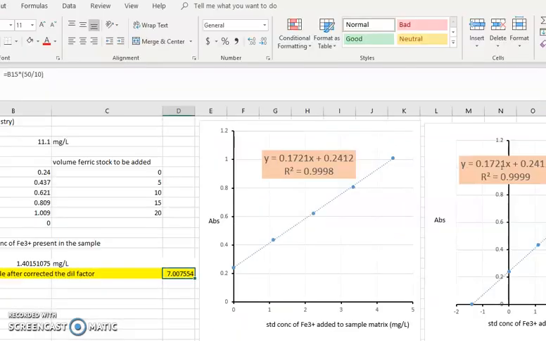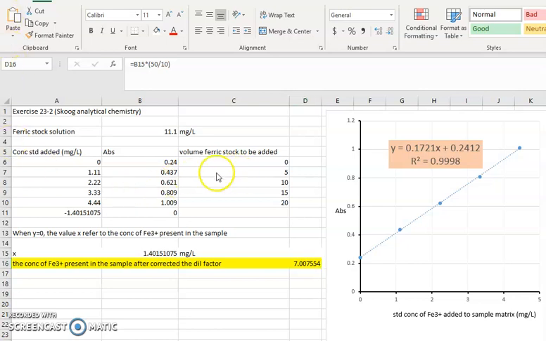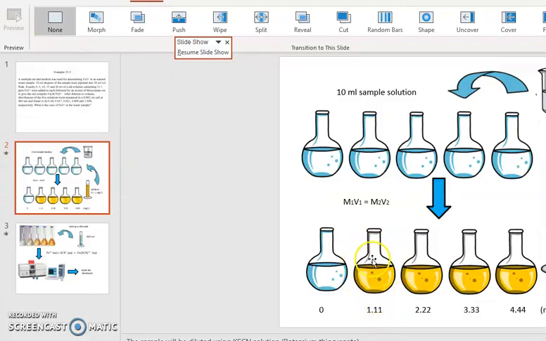So if we go through the calculation in Excel, in order to find out the volume, you work out A7, which represents the M2, multiplied with the total volume 50, divided by the M1, which in this case is 11.1. So for flask 2, the volume that we need to add is 5 ml.